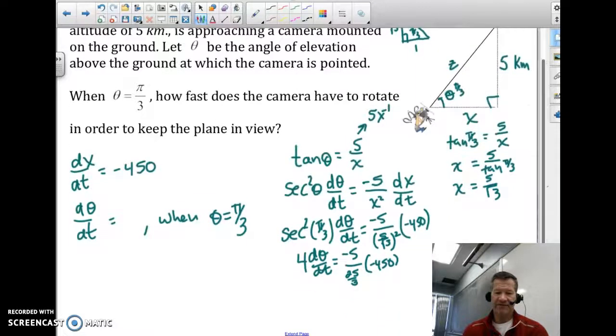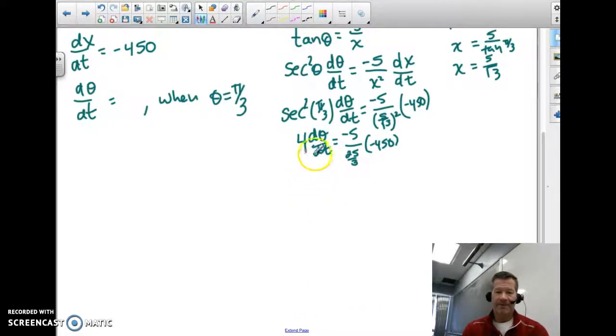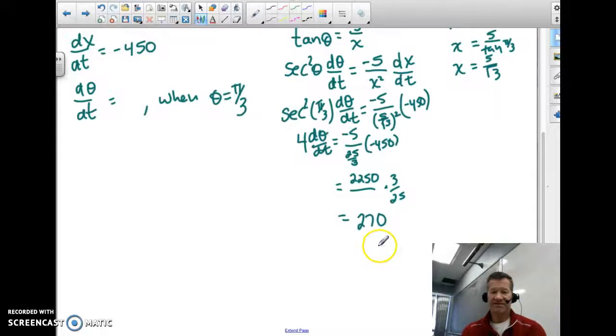Continuing on with this, let's see if I can give myself a little more space here. Now I have to divide both sides by 4. You might want to clean this up first, I suppose. Negative 450 times 5, what's that, 2250? So 2250, instead of dividing by 25 thirds, I can multiply by the reciprocal, 3/25. So does 25 go into 2250 90 times? And 90 times 3 is 270. Does that make sense? Let's see here. 225 divided by 25 goes in 9. Yep, 90 times 3 equals 4 d theta/dt. So finally, d theta/dt would equal 270/4, which is 67.5, right? 270 divided by 4, I think.